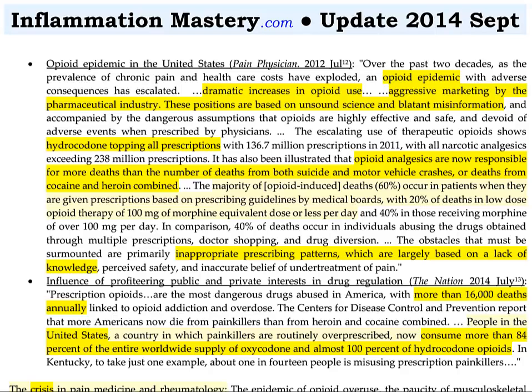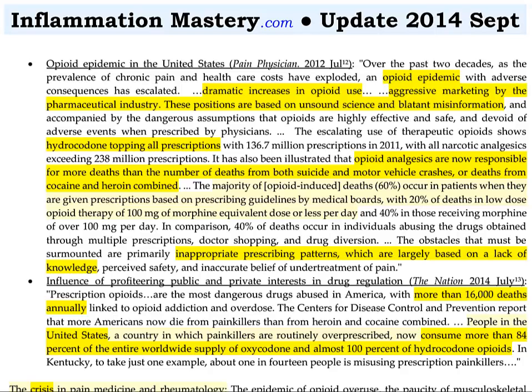So, from Pain Physician 2012 July, over the past 2 decades, past 20 years, as the prevalence of chronic pain and healthcare costs have exploded, an opioid epidemic with adverse consequences has escalated. We see a dramatic increase in opioid drug use. This is due to aggressive marketing by the pharmaceutical industry. These positions are based on unsound science and blatant misinformation, and accompanied by the dangerous assumptions that opioids are highly effective and safe and devoid of adverse effects when prescribed by physicians.